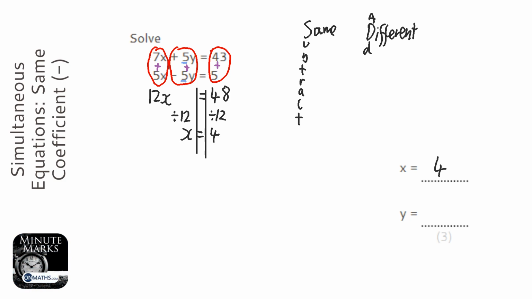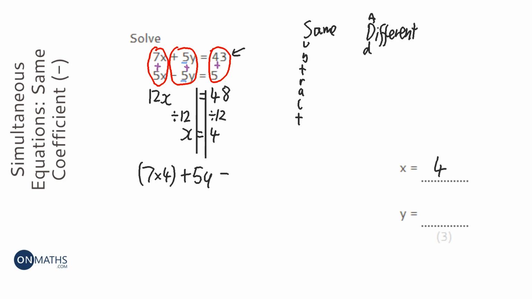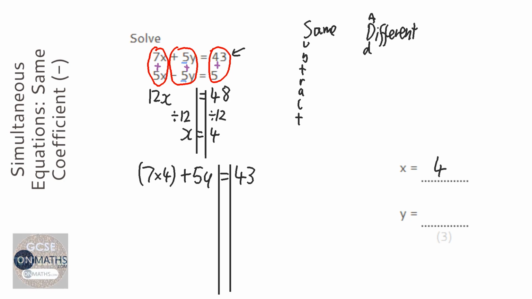Now that's only half of the question done, because we need to find out what y is, and you just need to pick an equation, and I generally pick the top one to feed that value of x into. So 7 times 4 plus 5y equals 43, and I've just copied the same equation at the top, but I've put in the value of x as 4. So that's going to be 28 plus 5y equals 43.